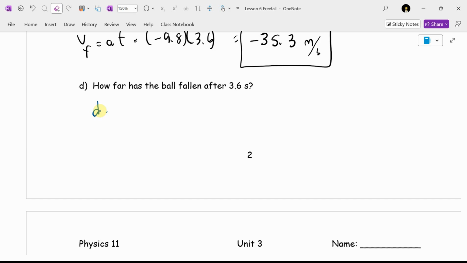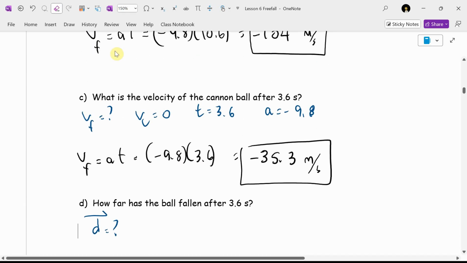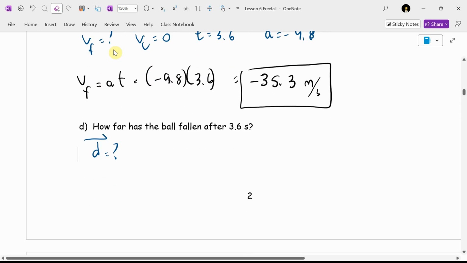So here's your first shortcut. Write that D equals question mark. Gila, what was the time in part C? What was the time in part D? I'm not going to relist all my data. It's sitting in part C. So find me an equation that has a D, a VI, a T, and an A in it. There is one.